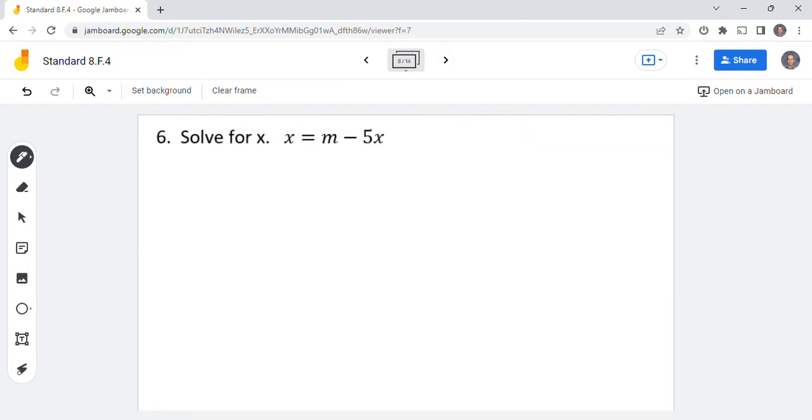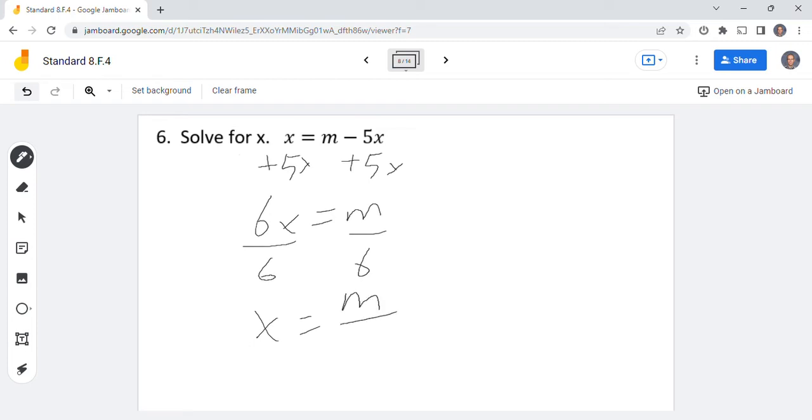The next question, we're solving for x. We've got x's on both sides, here and here, so we need to get them on the same side. So we're going to do that by adding the 5x over on the right hand side. Add 5x. X plus 5x ends up being 6x. And all we have to do now is get rid of that 6. We're going to do that by dividing by 6. And we end up with x equals, the m does not divide nicely by the 6 because we don't know what it is. So we're just going to leave it as m over 6.